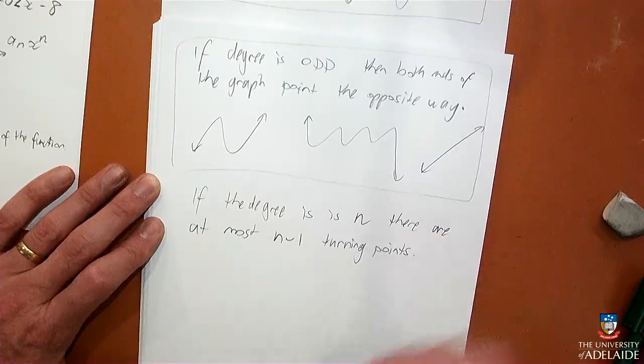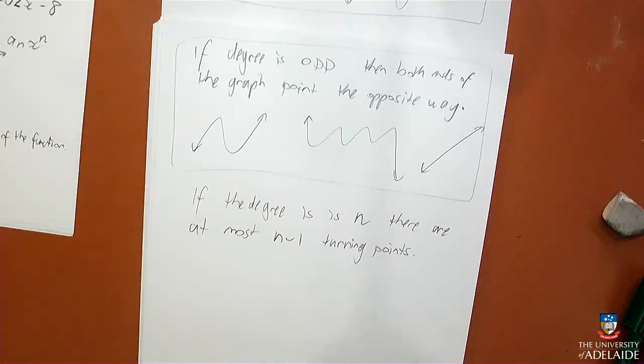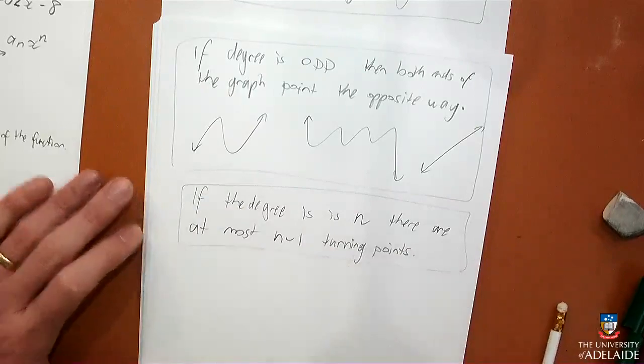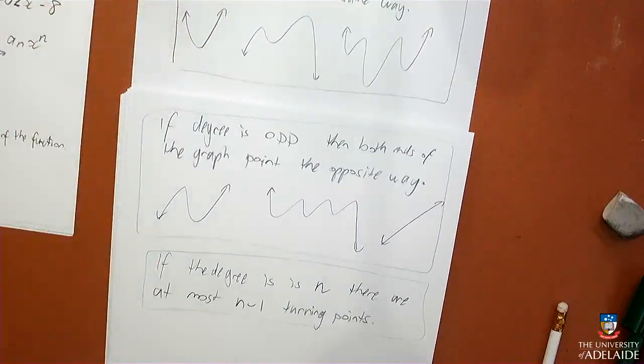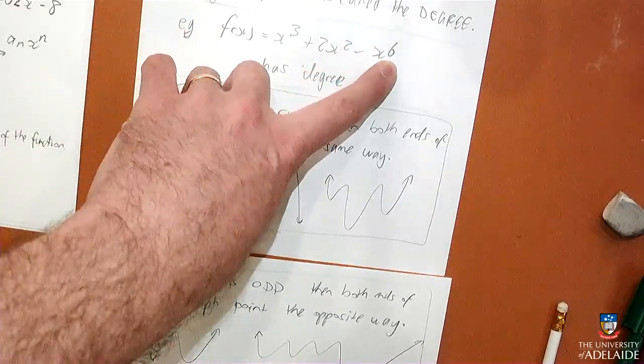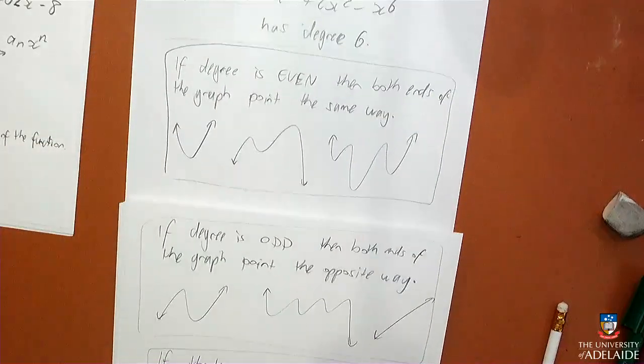Okay, and in fact, the number of turning points could be any number up to n minus 1, but they skip. All right? So those are the 3 bits of information that we have at the moment, just from whatever the highest power is. So the fact that this is x to the power of 6 means that I know both ends point the same way, and I know that it can have at most 5 turning points. It could have 1, it could have 3, it could have 5 turning points.